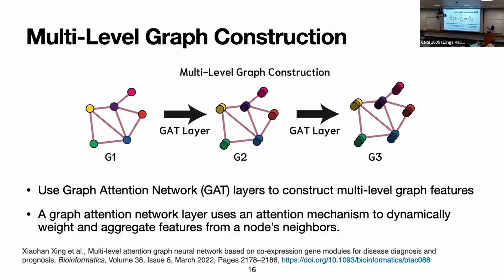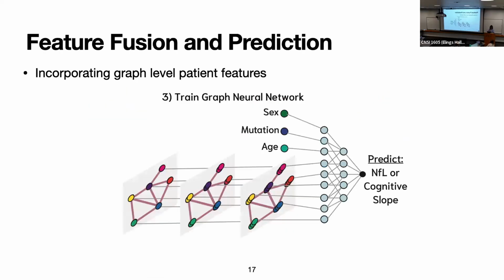So we start with our G1, which is our initial graph with protein expression data. Then we apply a single GAT layer, we get G2, and then we do that again to get G3. Those are our hierarchical graph features, more like protein module level features, capturing module level and then even greater level relationships, which are all really important for omics representation learning. From there, we also incorporate graph patient level features, so sex, mutation, and age, knowing that those are also critical in how diseases progress and our bodies work.